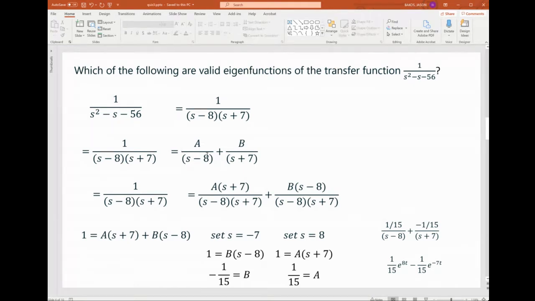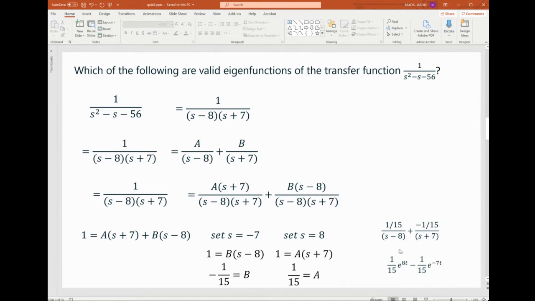And then likewise, to solve for A, we'll set s to be 8, which will knock out the B side, because we have B times s minus 8. If s is 8, we have 8 minus 8 is 0. 0 times B eliminates that side, and we have 1 equals A times 15, actually, 8 plus 7. So A will then be 1/15.